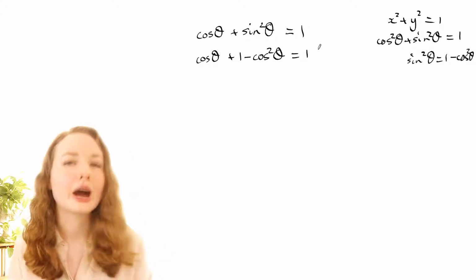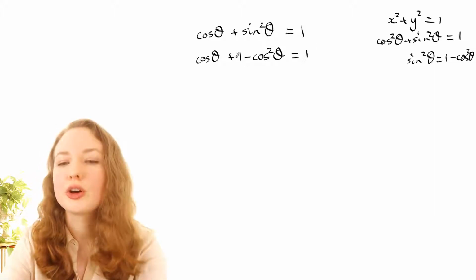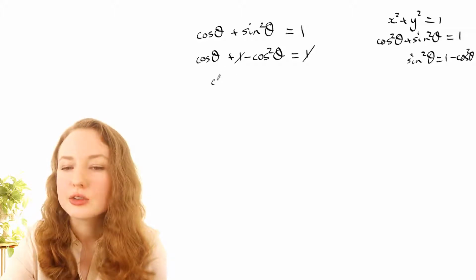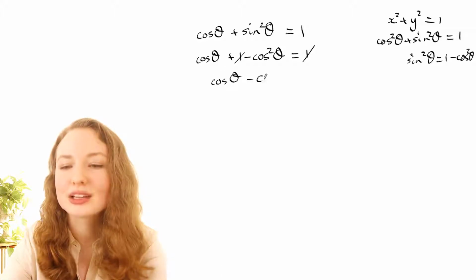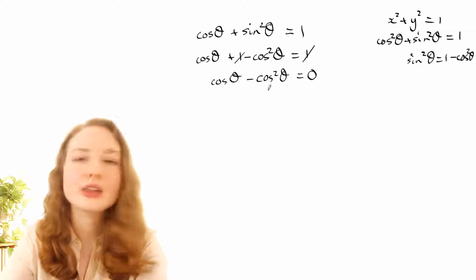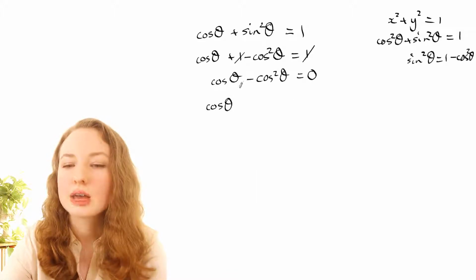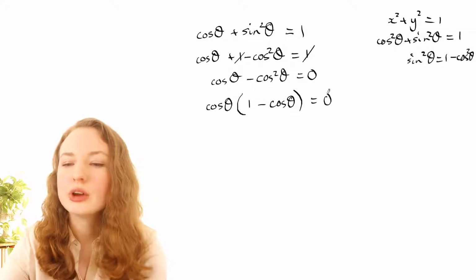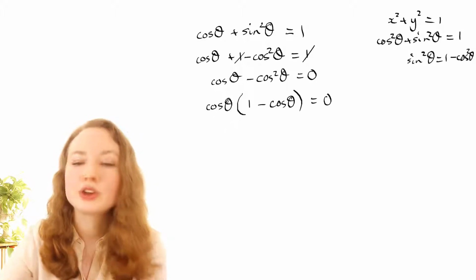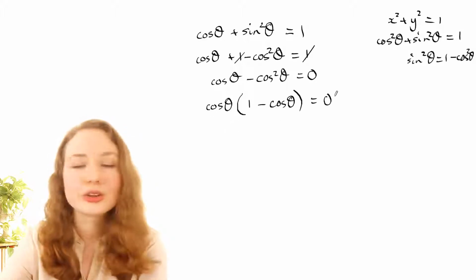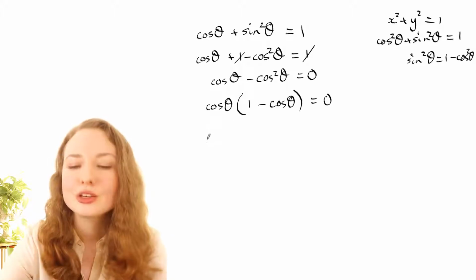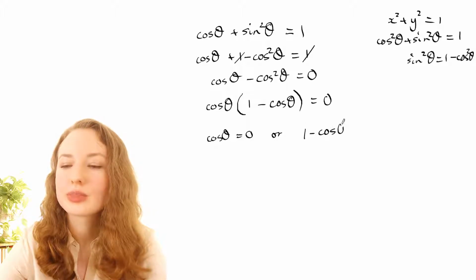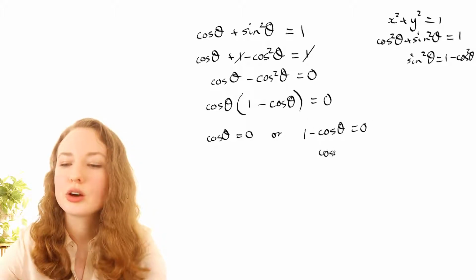So if you're curious about how you would actually solve that, you could cancel the 1s from both sides, like subtract 1 from both sides. And you've got cos θ - cos²θ = 0, and then you can factorize this and make it cos θ times (1 - cos θ) = 0, and then that becomes, when you've got two things multiplied together equal to 0, that means one of them has to be 0. So either cos θ = 0, or the 1 - cos θ = 0, which would give you cos θ = 1.